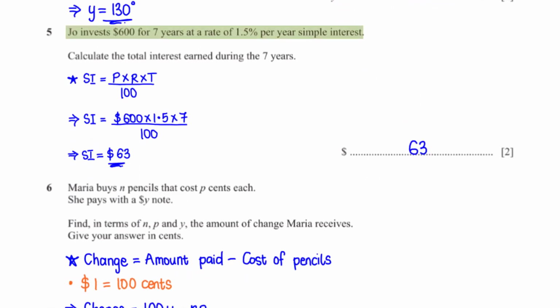Joe invests $600 for 7 years at a rate of 1.5% per year simple interest. Calculate the total interest earned during the 7 years. The total interest is equal to Joe's principal times the rate times the time duration divided by 100. The principal is $600, the rate is 1.5, and the time duration is 7. This gives us $63.